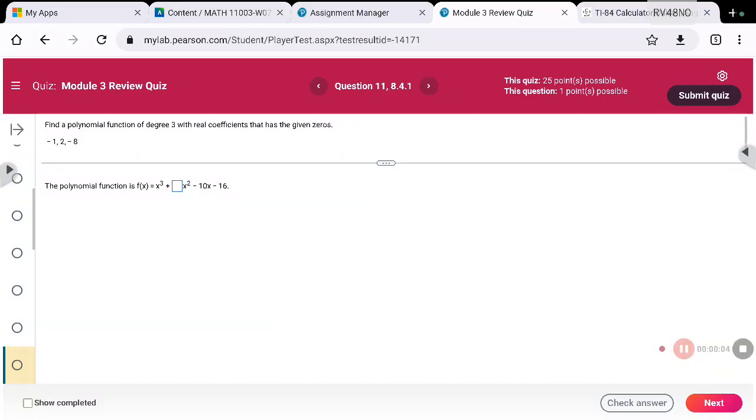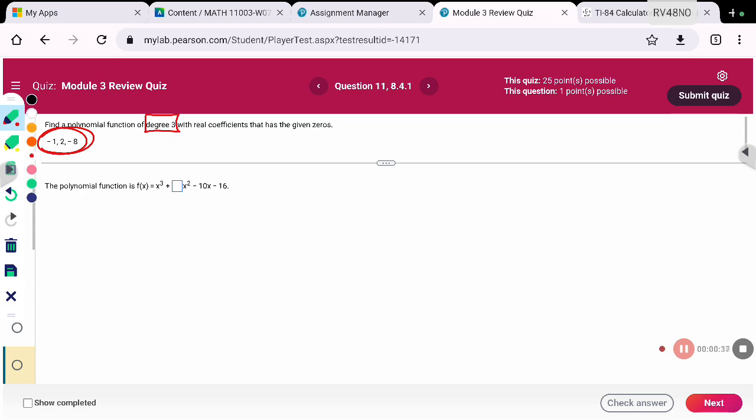All right, in this next video, we are going to continue reviewing for your Module 3 test. So, what I'm going to be doing here is finding a polynomial function of degree 3. What that means is the highest exponent I'm going to have after I multiply everything together will be 3. The zeros that it gives me are -1, +2, and -8.